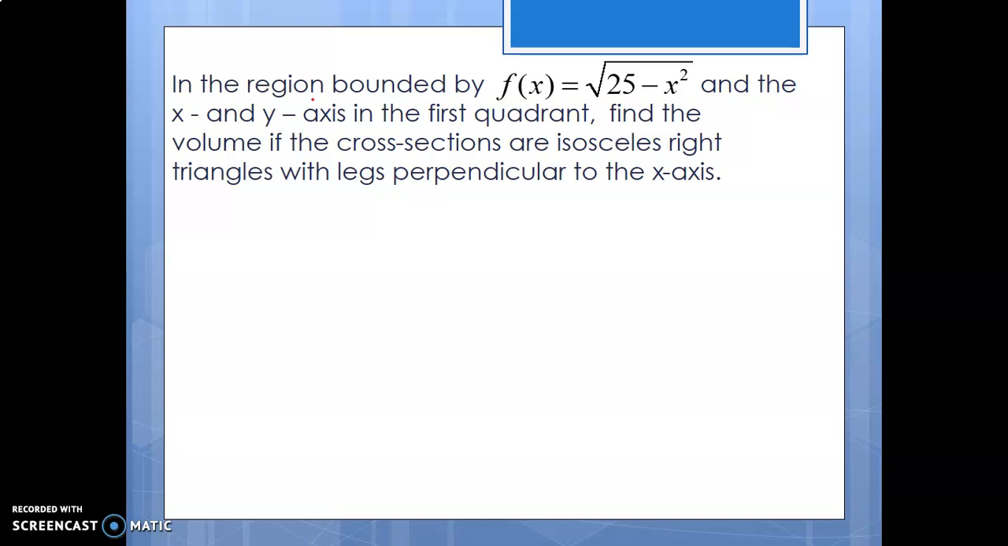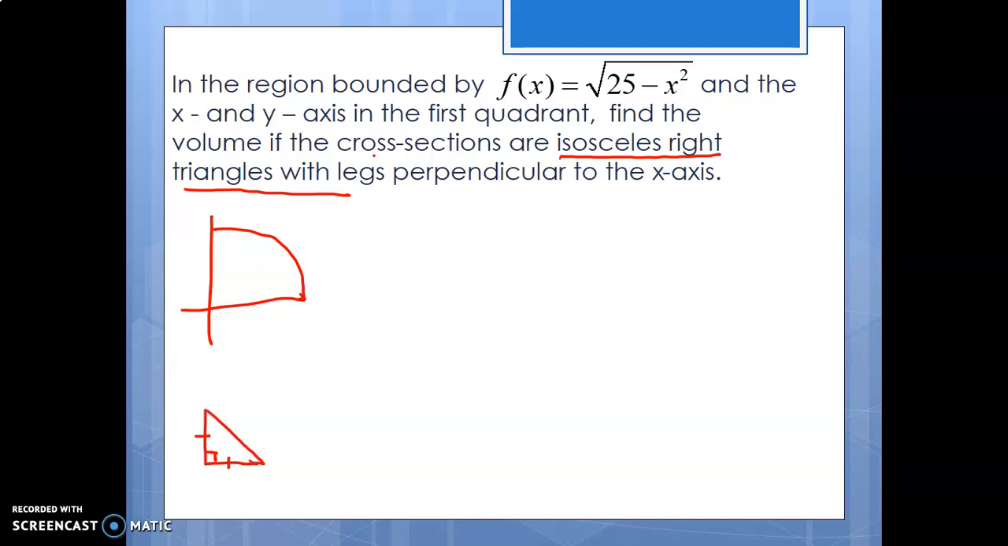So we've got the exact same setup here. We've got the same region bounded by that function. The difference is the cross sections are going to be isosceles right triangles. We're still perpendicular to the x-axis. So I've got that same picture as before, but this time I'm going to be creating isosceles right triangles. Isosceles tells me that two of the sides are the same. Right tells me that I have a 90-degree angle here.